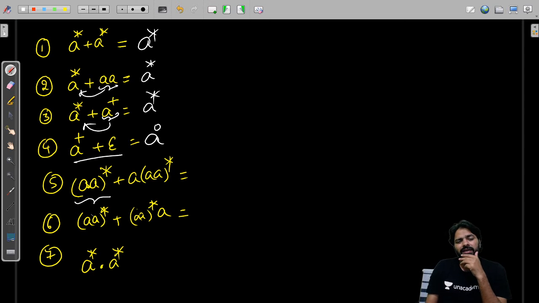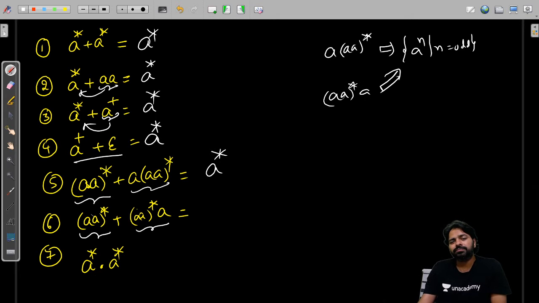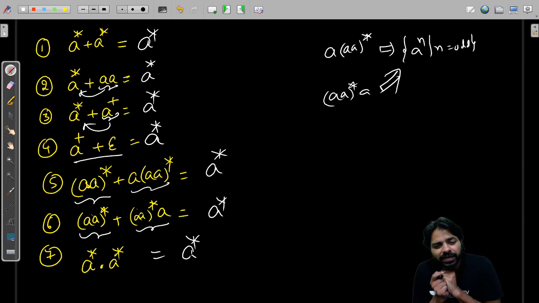These are even A's, these are odd A's. You will get A star. Why did I write A power 0? Because it happens, guys. A star. And these are even. This is also odd. Odd you can write many ways: A followed by double A whole star is also going to represent A power n such that n is odd. And double A whole star followed by A is also the same. A star dot A star is going to be A star, guys.